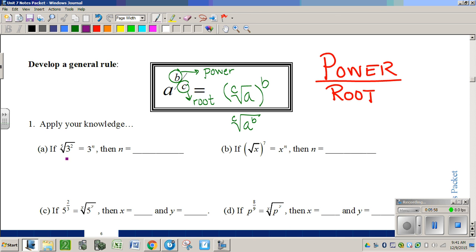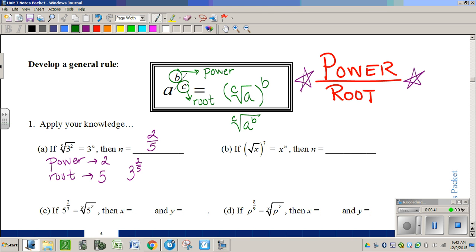So if the cubed root of 3 squared is 3 to the n, then we have to figure out what n would be. In this case, I want to know what is my power and what is my root. Well, my power is 2. That's the exponent that it's being raised to. The root is your index value. That's the 5 in this case. So if I wanted to write this with power over root, I would write it as 3 raised to the 2/5 power. So in this case, n would be 2/5. The thing that you want to remember is power over root. Anytime you're working with fractional exponents, power over root.